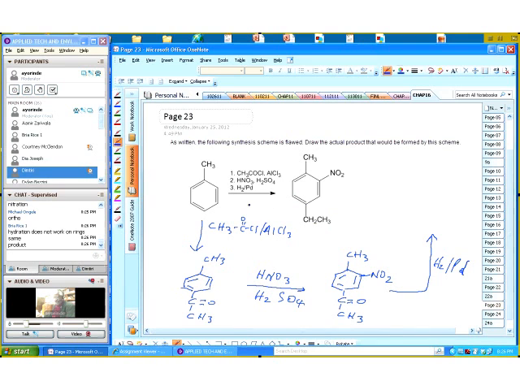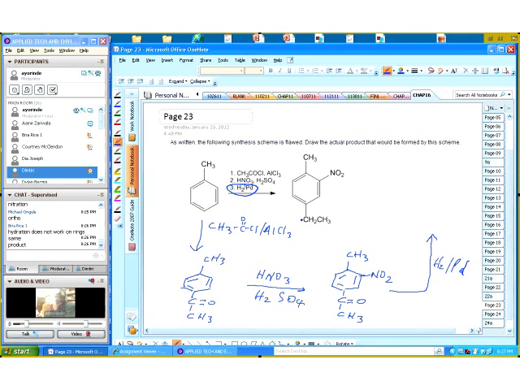Okay, now what is the product you are supposed to get? According to them, this carbonyl will be reduced to a CH2 by this reagent, which is okay. But what is the problem with this process? If this is what they are using, why is that a problem?